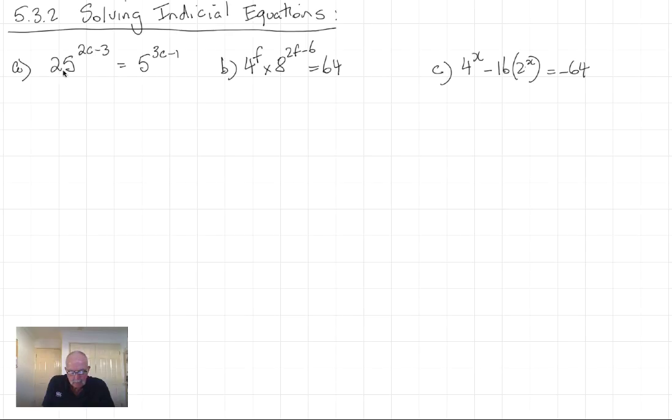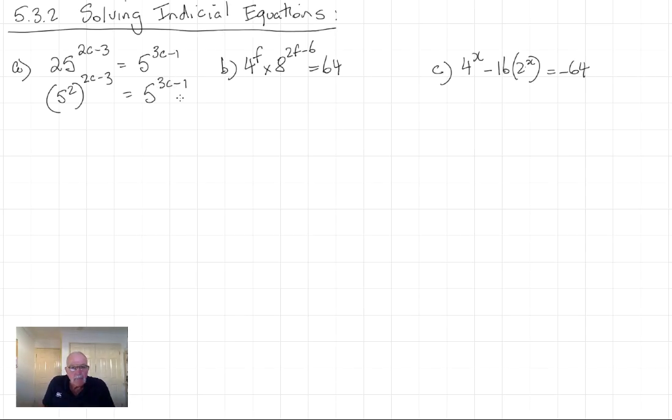So my first inclination is to see if we can make the bases the same. If we can make the bases the same, then the indexes must be the same. So instead of writing the number 25, I can write 5 to the power of 2. That's the same as 25. Now 25 is raised to this power, so I've got to raise this to this power, equals 5 to the 3c minus 1.